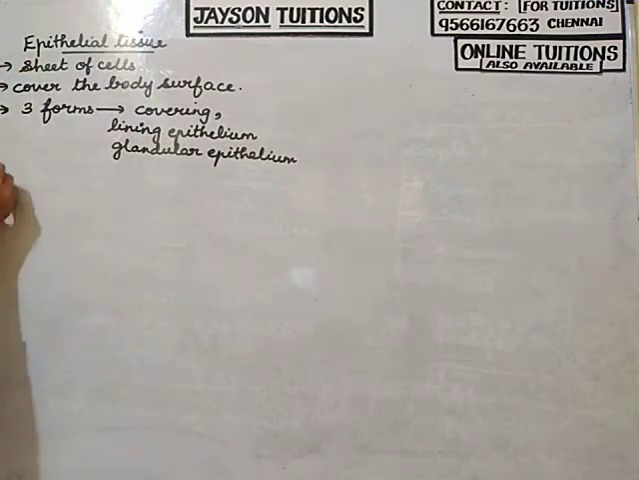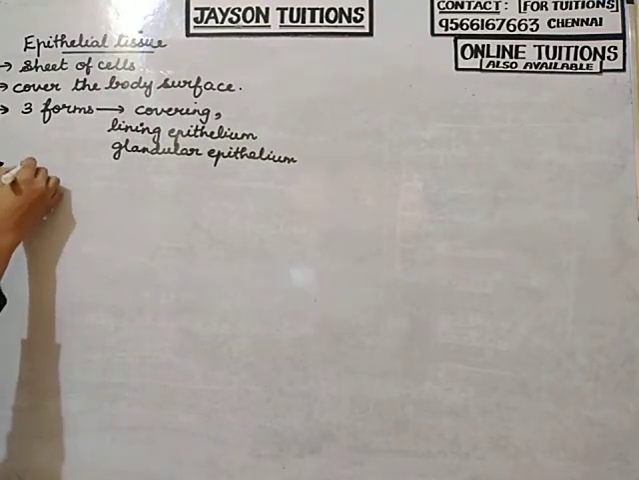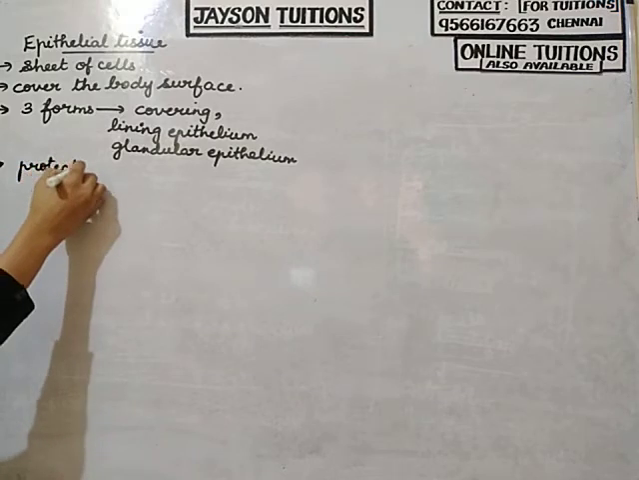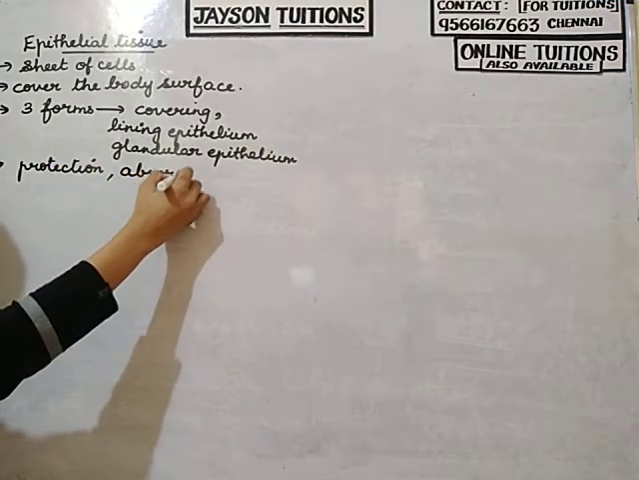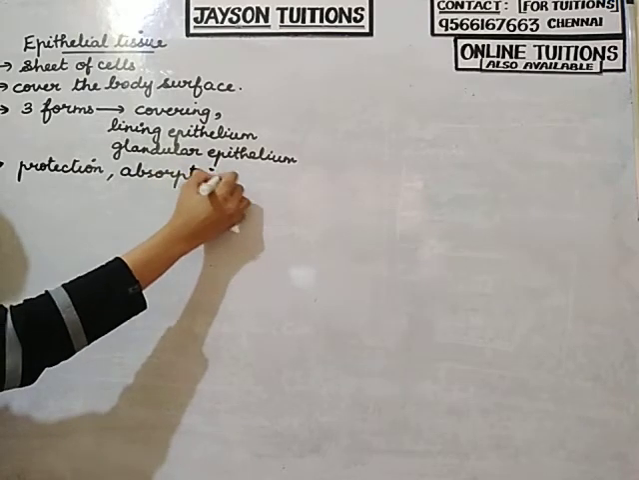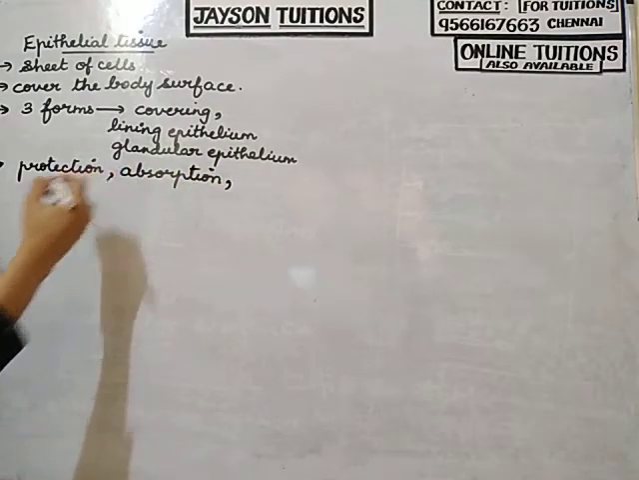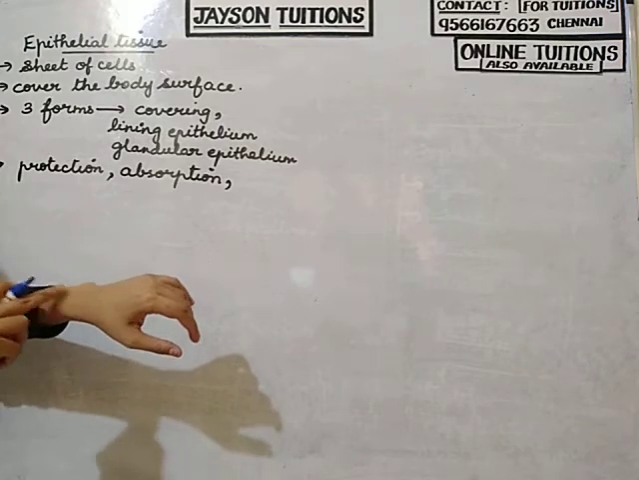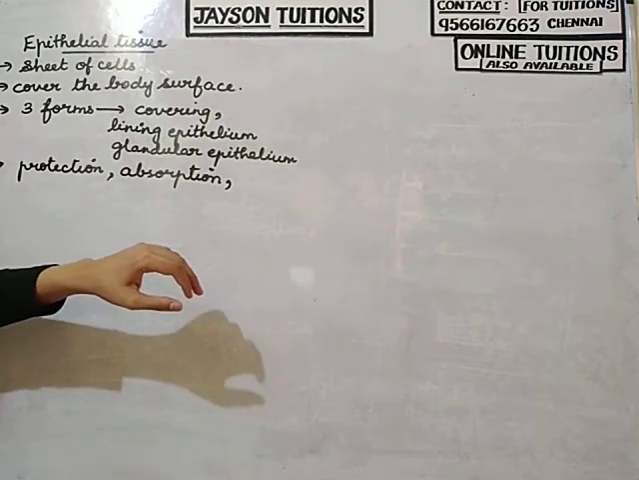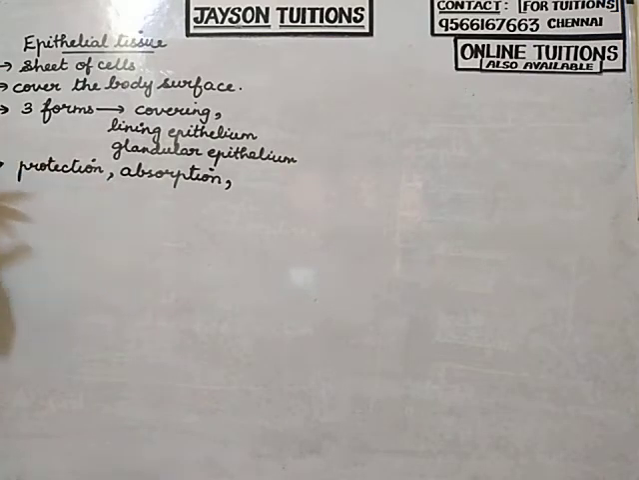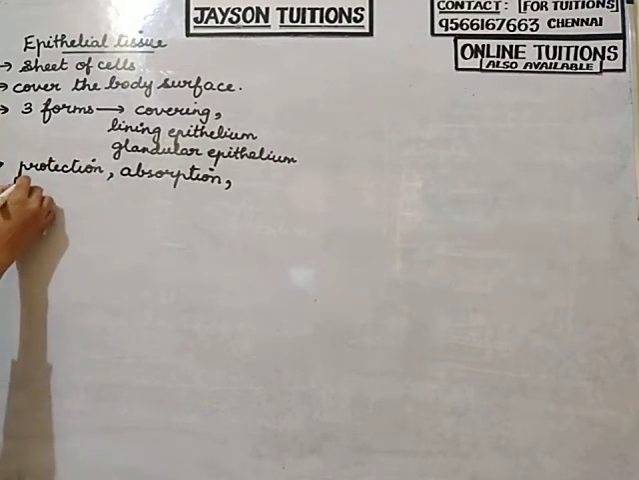So what are the functions of this tissue? What will it do? It will give protection for us. It will do absorption for us. Suppose if I am getting hurt and I apply an ointment, that ointment will be absorbed by the tissues, yes or no? So protection, absorption, filtration.